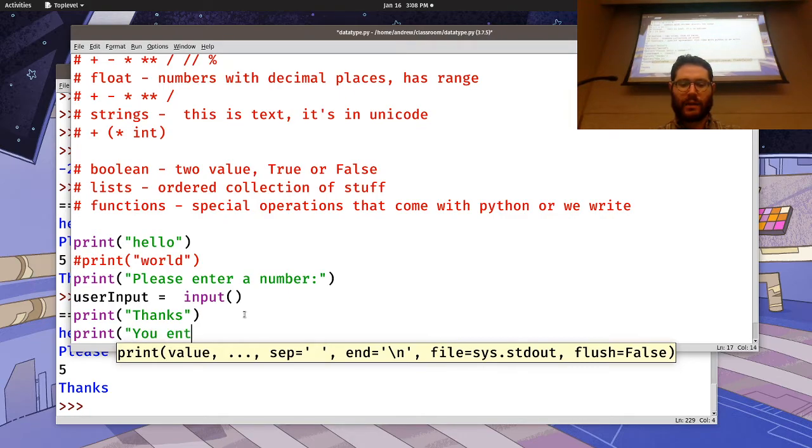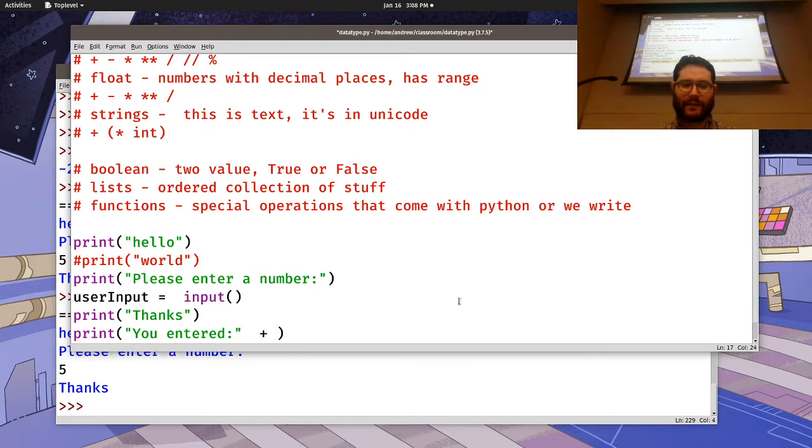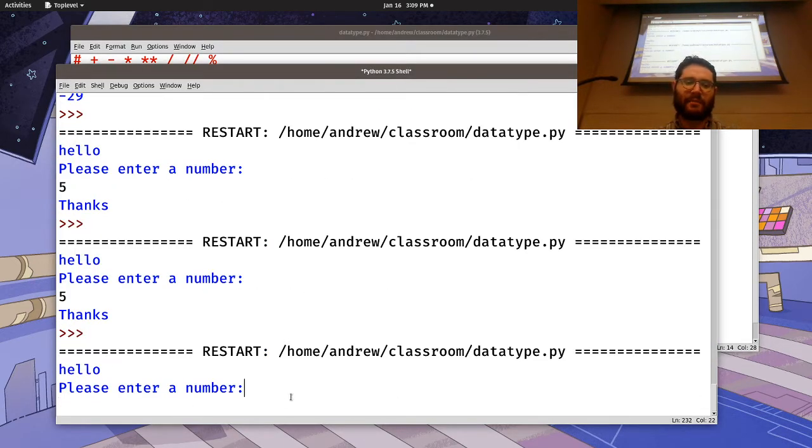You entered, colon, and then plus user input. Now here's the thing. I told it to enter a number, and I did enter a number. But what I entered was a string, right? Remember, I entered a string. So anytime I'm dealing with text, I'm dealing with strings until otherwise specified.